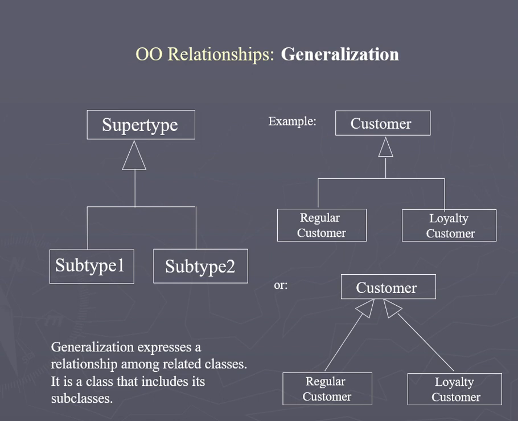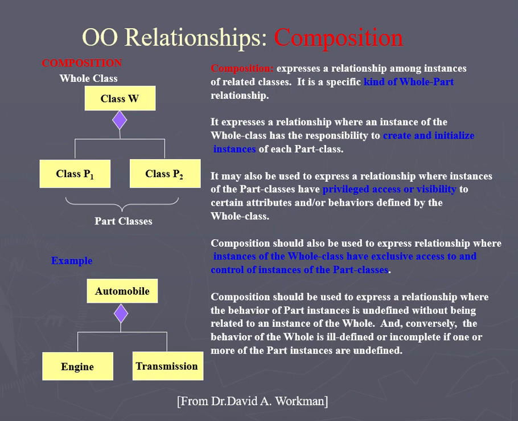Object-oriented relationship: generalization. For example, generalization has the supertype and the subtype. For example, the customer can be regular customer and loyalty customer. Customer can be regular and loyalty. Generalization expresses a relationship among related classes. It is a class that includes its subclasses.